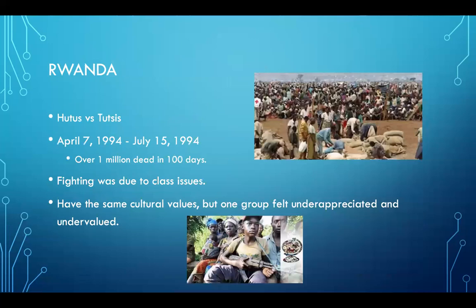All right, so for the political conflict, we're going to talk about Rwanda. So this was primarily the Hutus versus the Tutsis, also with the government mixed in a little bit there. So it only lasted 100 days. It lasted from April 7th, 1994 to July 15th, 1994. But in those 100 days, there was over 1 million casualties. Happened in, obviously, Rwanda, which is located in Africa. The fighting stemmed from class issues, which is very common when it comes to political conflicts.